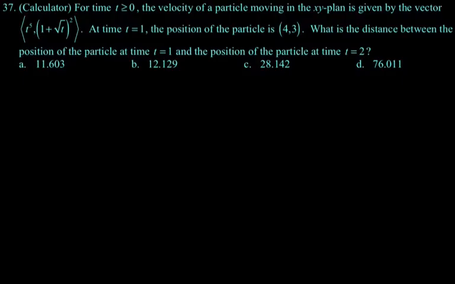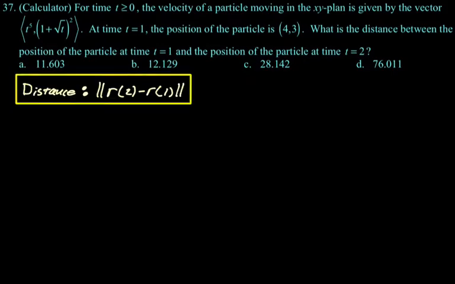So question 37, it's a calculator question. For time t greater than or equal to 0, the velocity of a particle moving in the xy plane is given by ⟨t^5, 1 + √(t^2)⟩. At time t equals 1, the position is (4, 3). What is the distance between the position of the particle at 1 and the position of the particle at 2? So this is basically a distance formula problem.